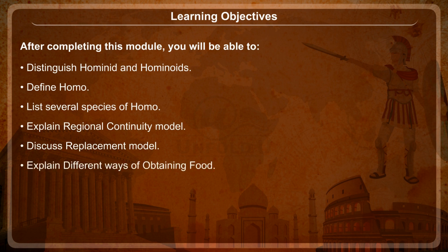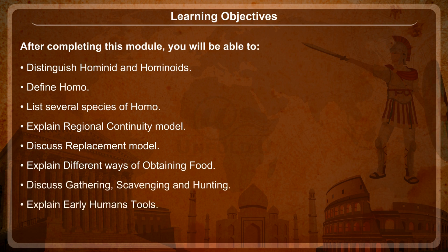Explain different ways of obtaining food. Discuss gathering, scavenging and hunting. Explain early humans' tools. Explain different modes of communication.